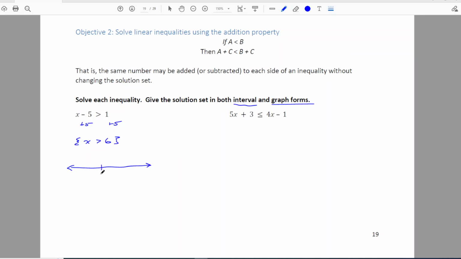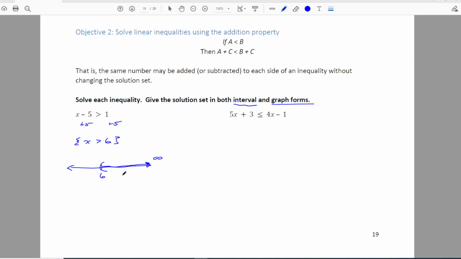I'm going to put a 6 somewhere on the x-axis, and then I'm going to show that x can be any value greater than 6. Now greater than 6 is all the numbers to the right up to infinity. And then since it's greater but not equal to, I'm going to use a round bracket opening to the right. So this is my graph form.